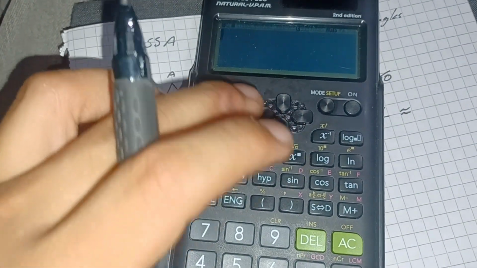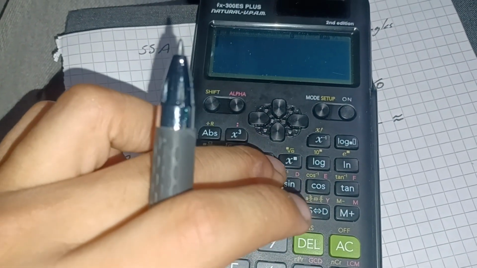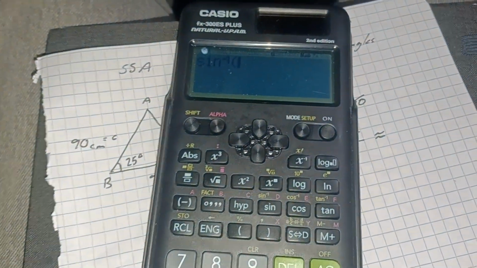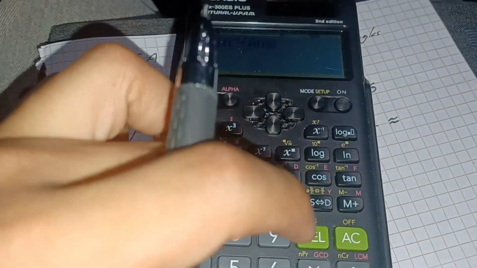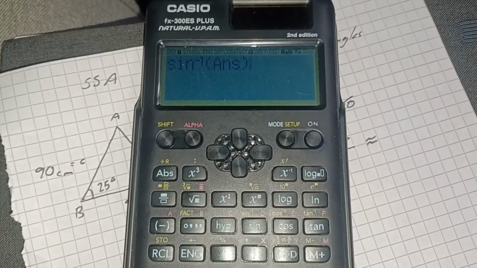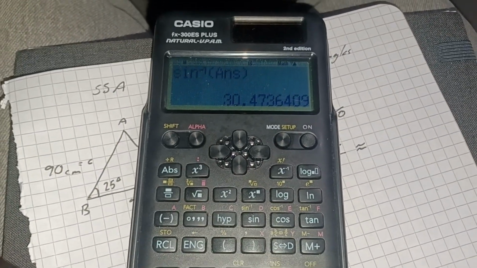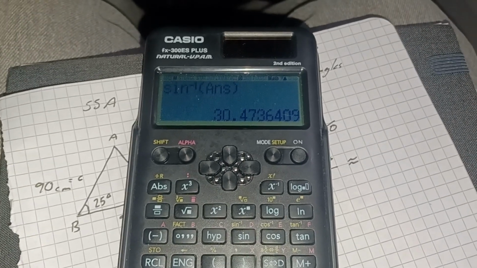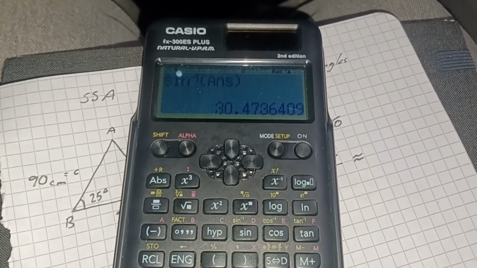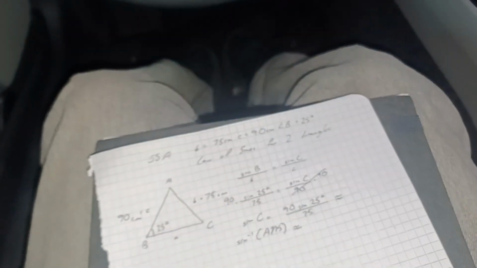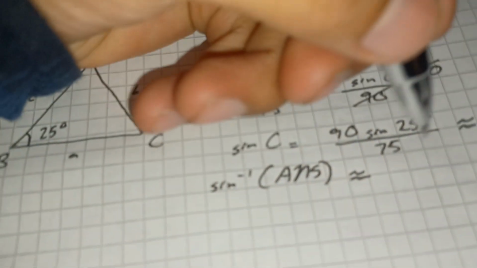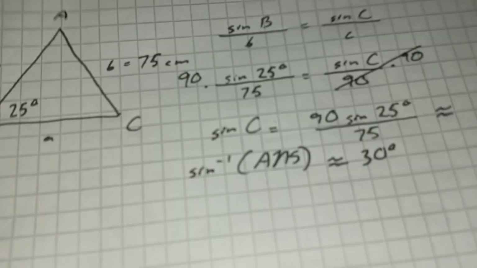Inverse sine, shift, inverse sine, where is it? Right? Of our answer we got is equal to 30.4 whatever. In this case, just for the sake of this example, we're just going to say 30 degrees. We're just going to keep it at whole number. So roughly equals 30 degrees, right?